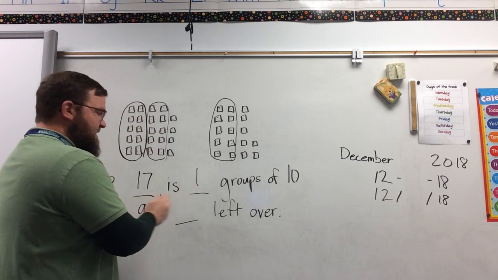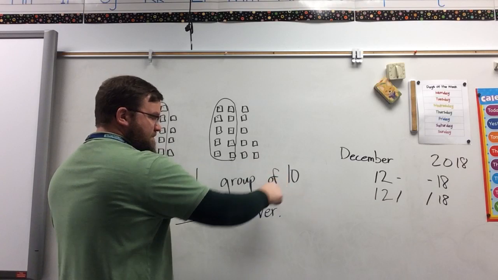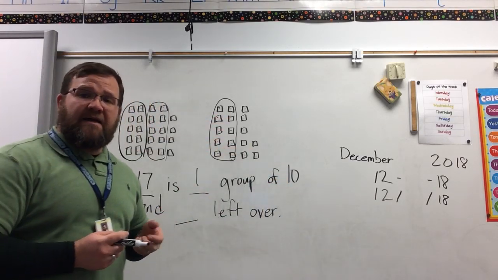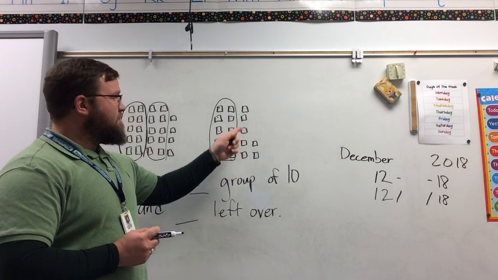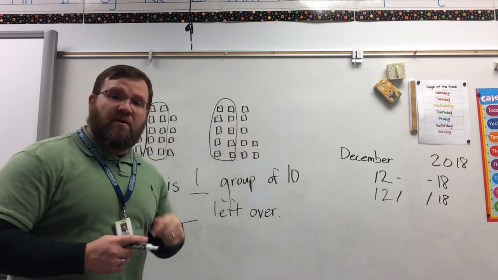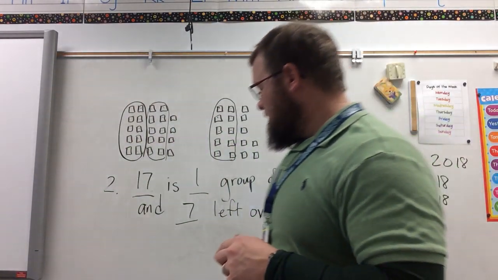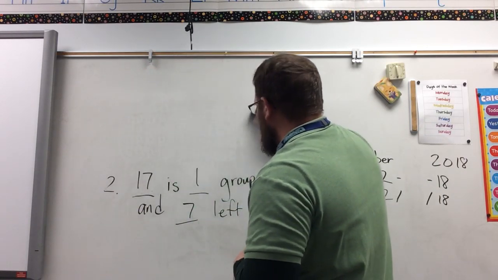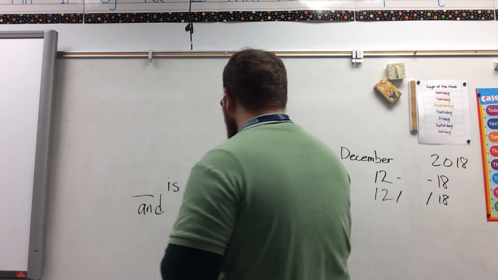So number 2: 17 is how many groups did I circle? I circled one group. 17 is one group of 10, and then how many are left outside the circle is how many are left over. So how many outside the circle? 2, 3, 4, 5, 6, and that's right, 7. So 17 is one group of 10, and 7 left over. Now, let's do one more example, and then we'll turn to the inside, okay?